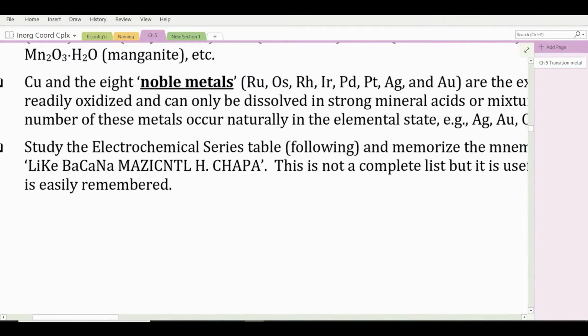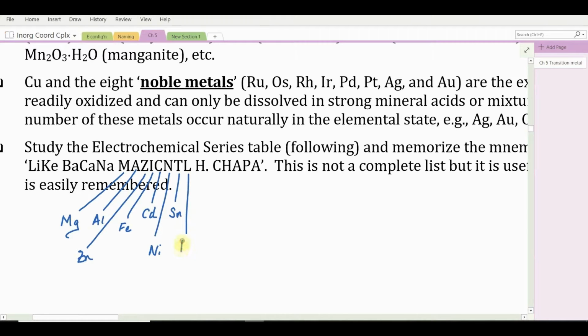Some years ago, a student in my class introduced me to a friend. She said, "I want to introduce you to someone I know, and his name is Mazikental H. Chapa." And she then explained that each letter corresponds to an element: magnesium, aluminum, zinc, I is for iron, C for cadmium, N for nickel, T for tin, L for lead.